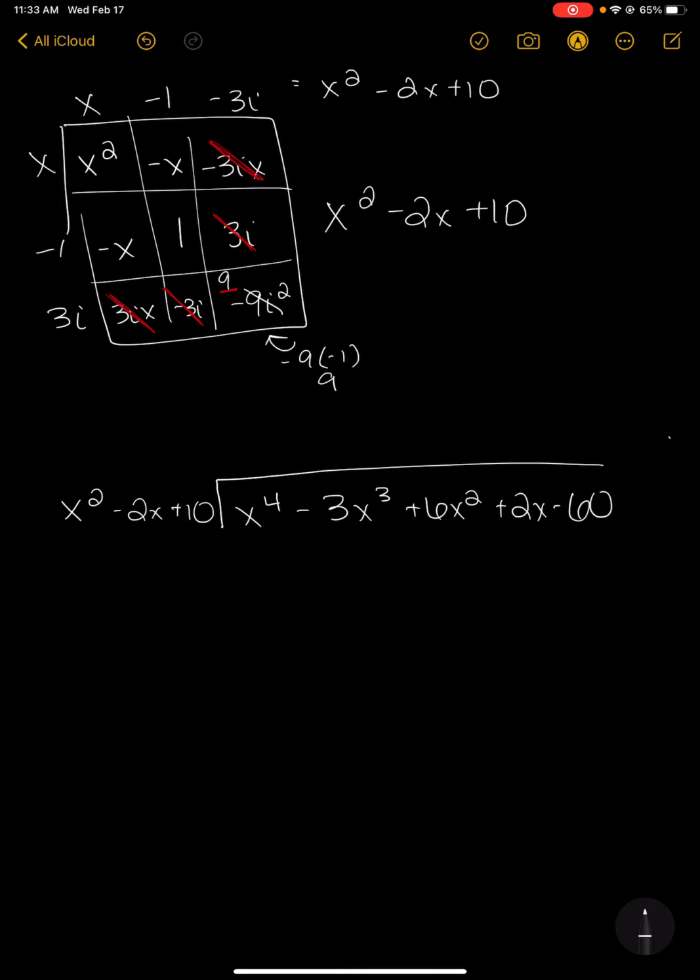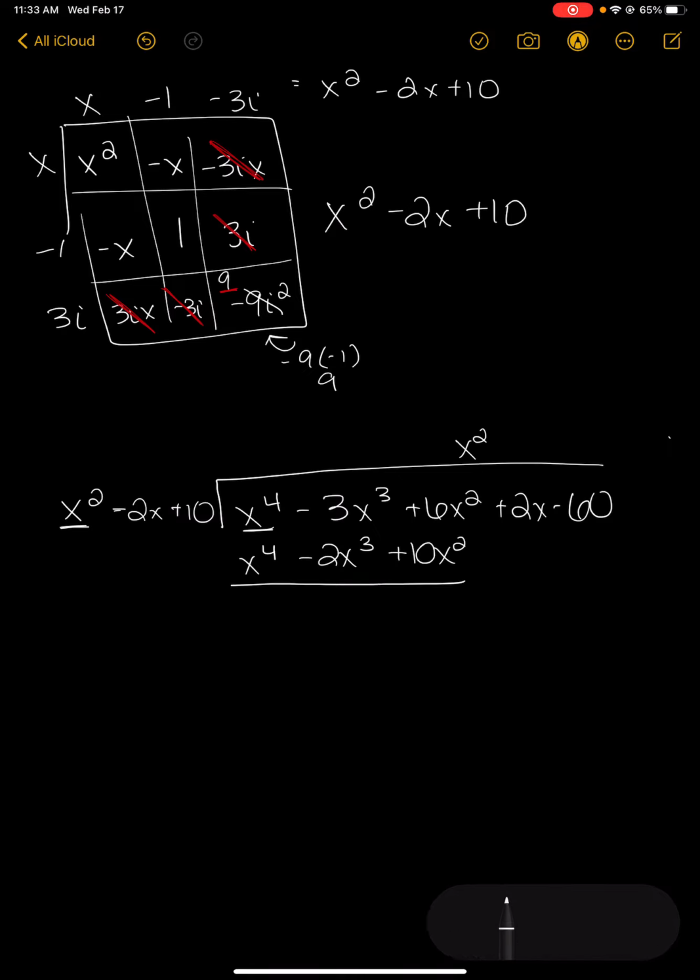And then we'll multiply. So we've got x squared times what gives me x to the fourth? Well, that would be an x squared. So x squared times x squared is x to the fourth. x squared times a negative 2x is a negative 2x cubed. And x squared times 10 is a positive 10x squared. Draw your line and subtract.